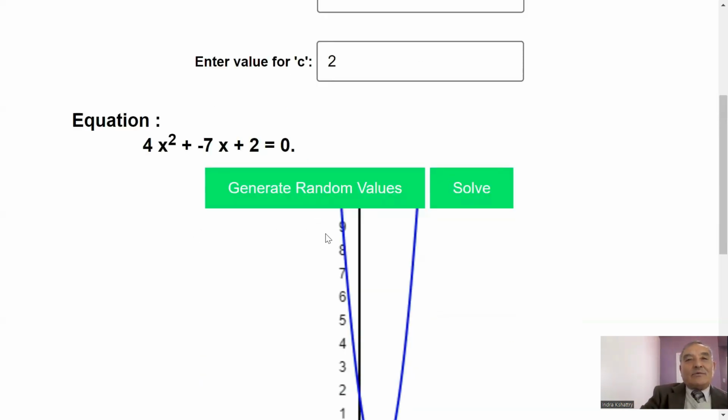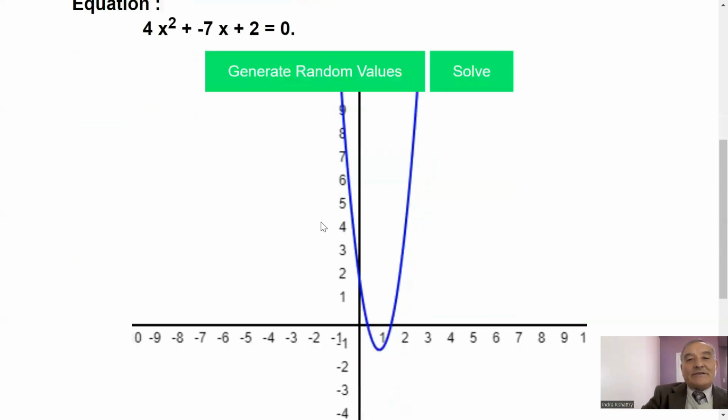Remember, in the quadratic formula method, I mentioned the discriminant function is positive for this function. So it has two distinct real roots that you can see here in real time. Here the points of intersection of the parabola and x-axis are the solutions. It intersects at two distinct points, this and this here. So these are the solutions of the quadratic equation 4x square minus 7x plus 2 equals 0.